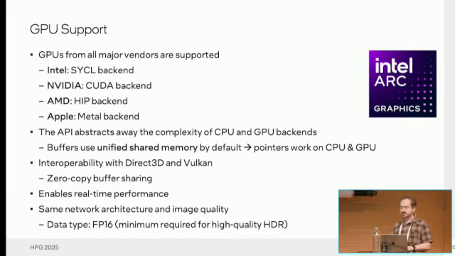Adding GPU support finally made real-time performance possible with OpenImage Denoise, using the same network architecture and having the same quality as before, for which FP16 as the inference data type is sufficient and widely supported on GPUs.